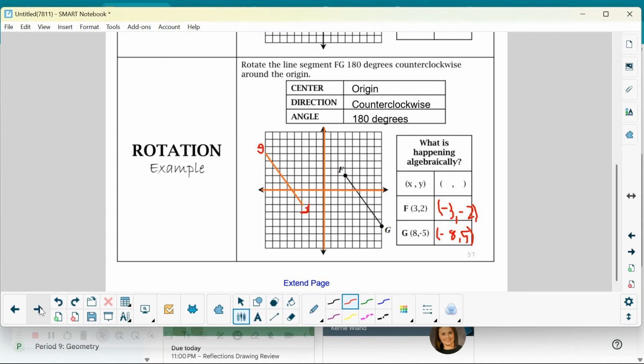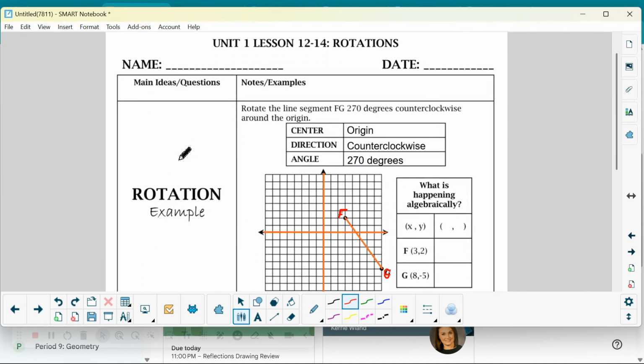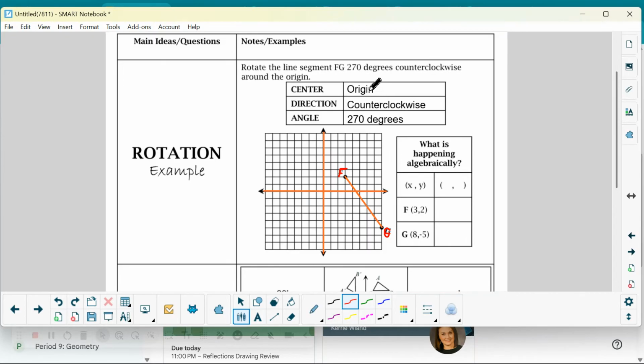So then the next one, we are now going 270 degrees counterclockwise around the origin. So same idea here. We are taking this and we are rotating it 270 degrees. So counterclockwise, I'm going this direction. This would be 90. This would be 180. This would be 270. So mine's a little bit off again, so I just gotta line it up.